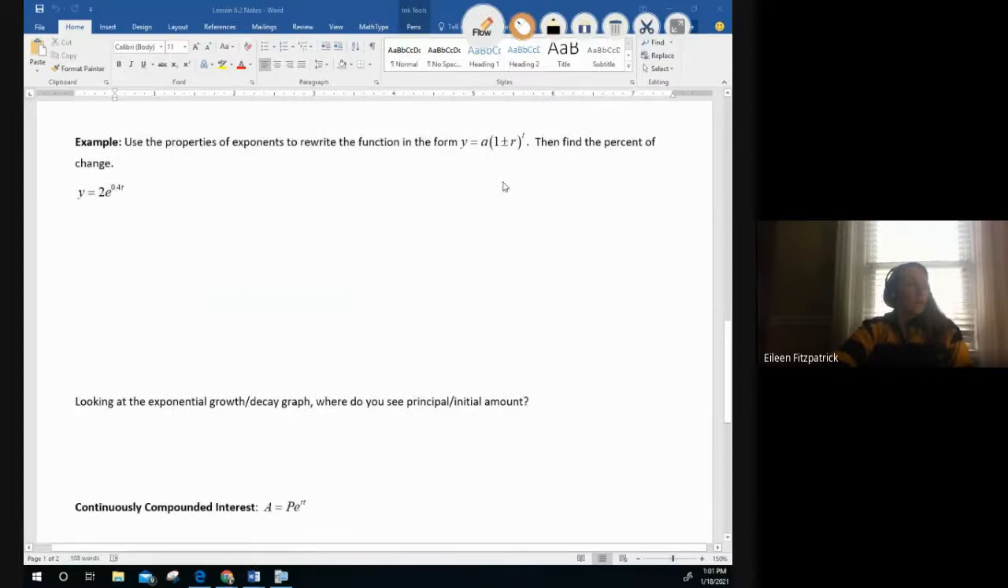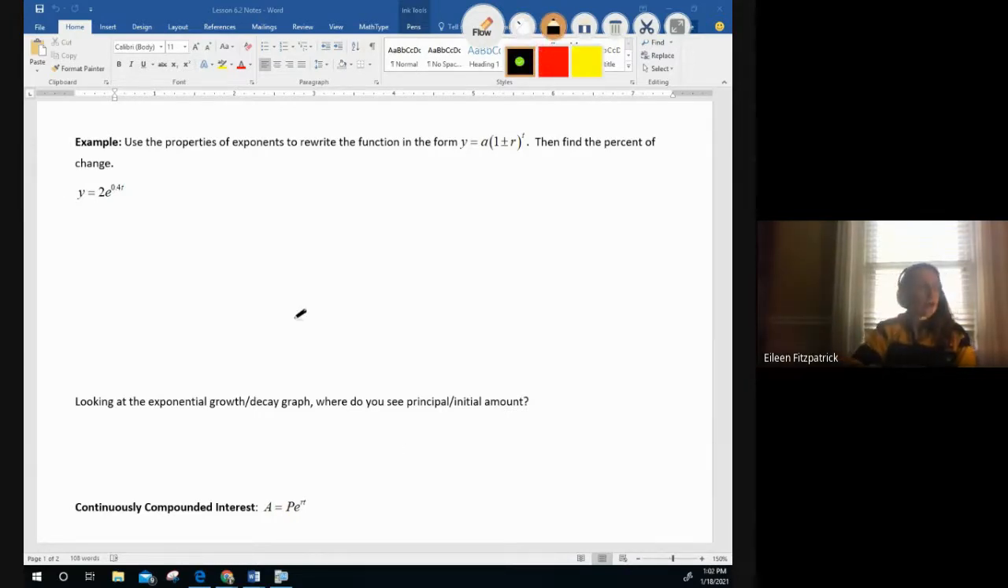Use the properties of exponents to rewrite the function in the form of y equals a times 1 plus or minus r raised to t, then find the percent of change. We actually did a problem like this the other day, but now we're going to have e instead of just our exponential growth and decay models of 1 plus or minus r, but we still want to get it into that form.